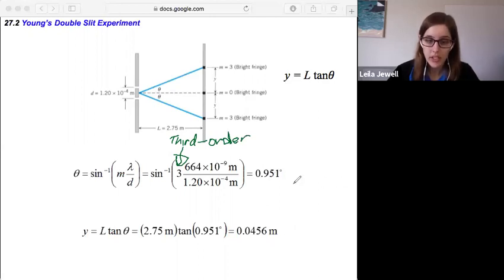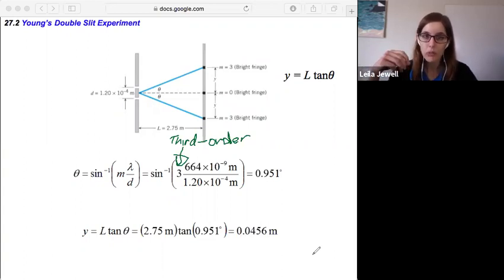Once you solve for this angle, then we can plug it into our y equation. Y is equal to L tangent of theta. We already observed L is equal to 2.75 meters. Tangent of 0.951 degrees will give us a distance of 0.0456 meters. So it's actually a pretty tiny distance compared to nearly 3 meters away from the screen. That distance from the central to the third bright fringe is less than 5 centimeters, so that's less than 2 inches away. Very small, but it's an effect that can be observed, which is part of why it is so powerful.